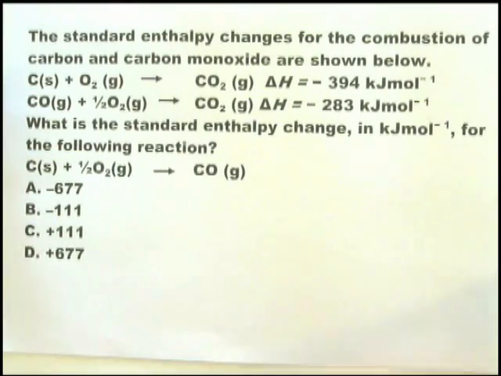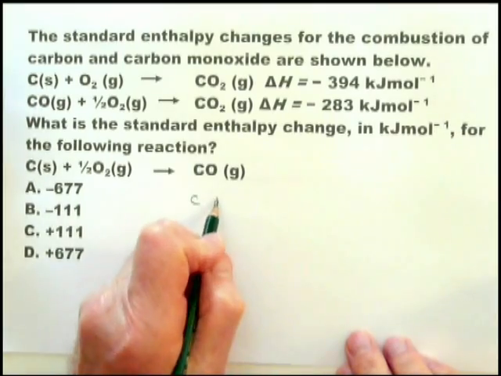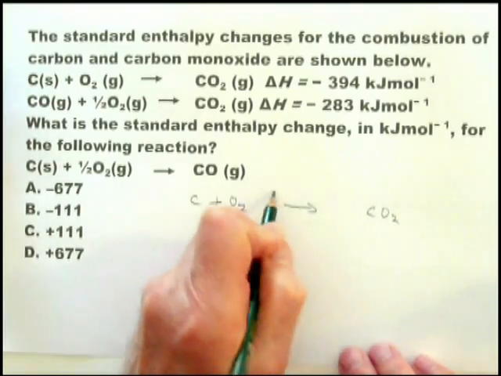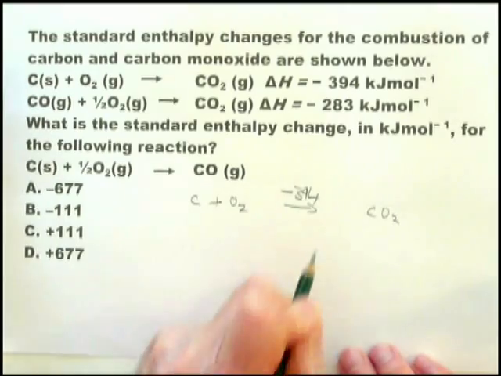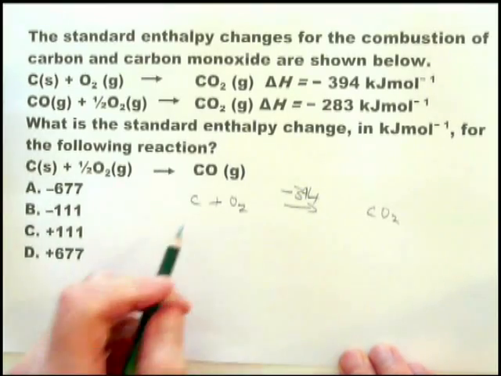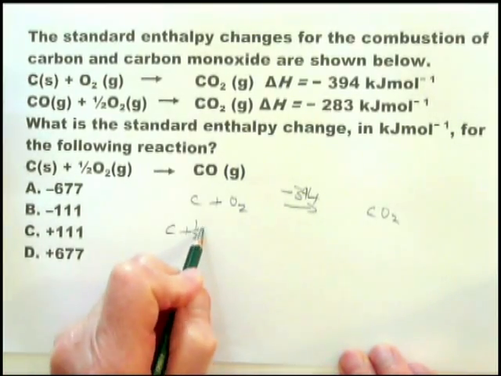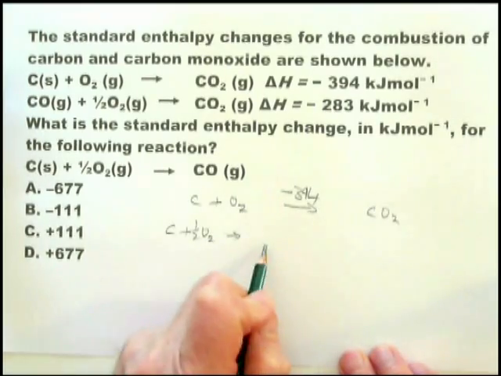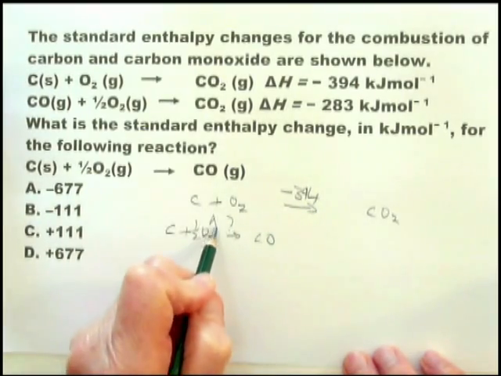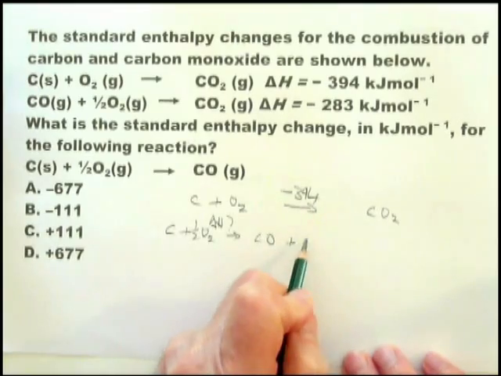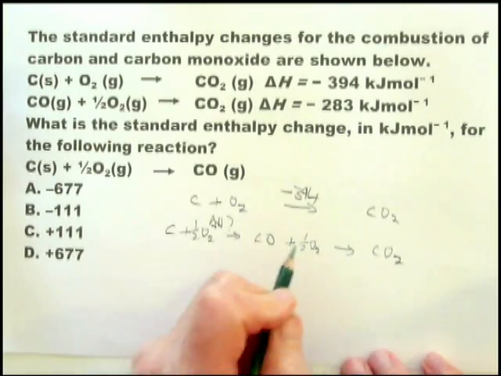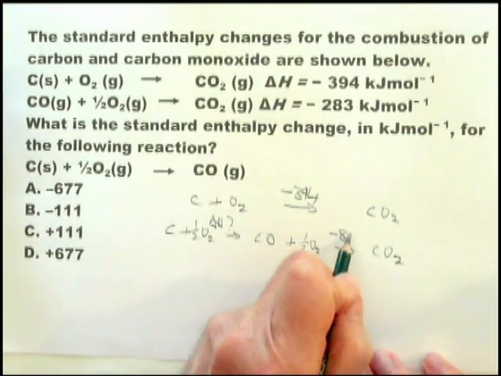And here it is, the very one I was talking about. Carbon plus oxygen goes to CO2, and that's minus 394. And what they're asking for is C plus a half O2 goes to CO. That's what they're asking for. And CO plus a half O2 goes to CO2, and they're telling you that's 283.